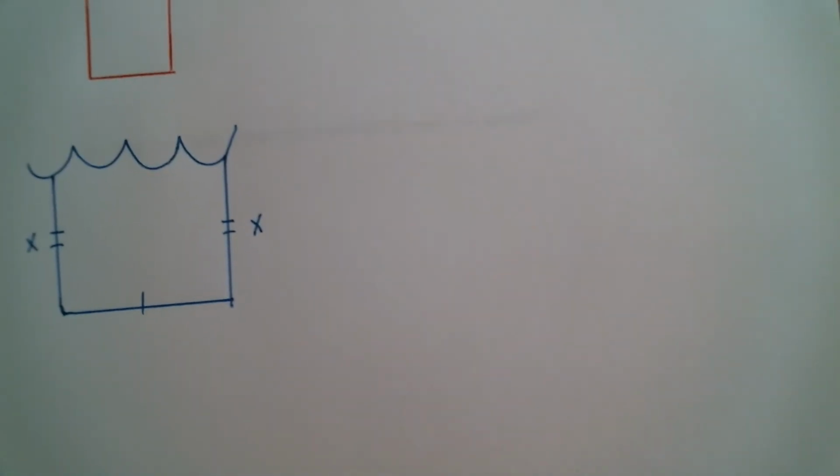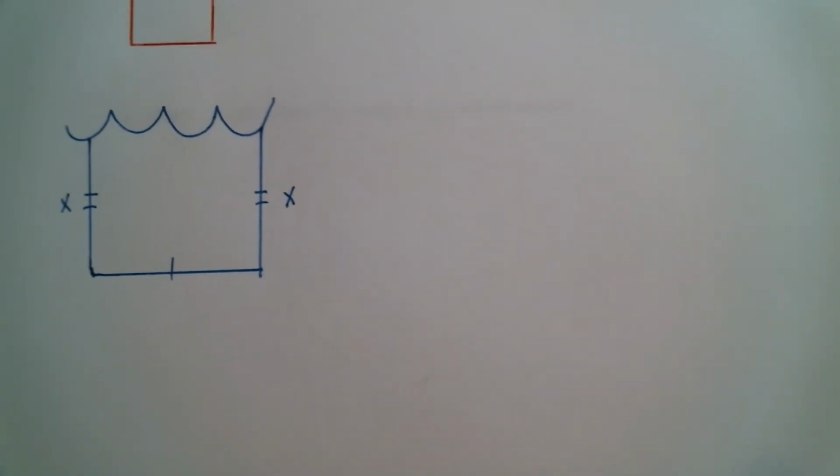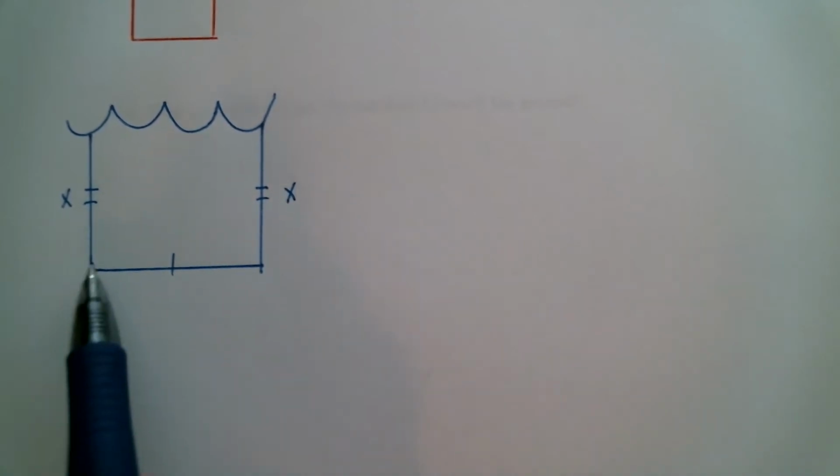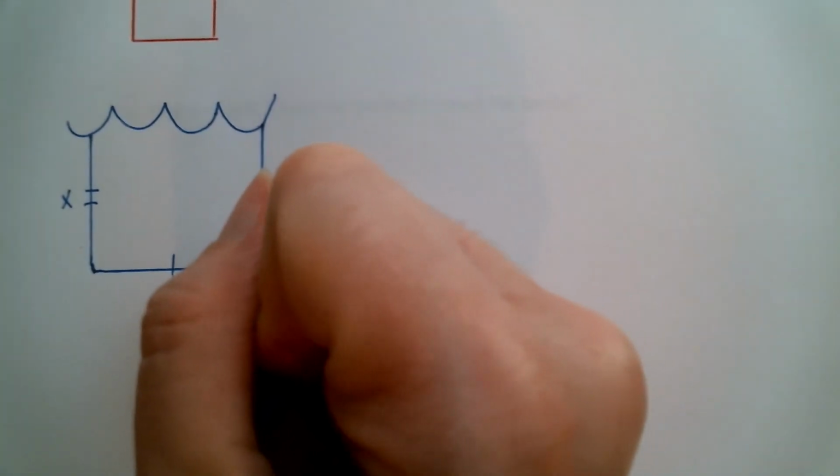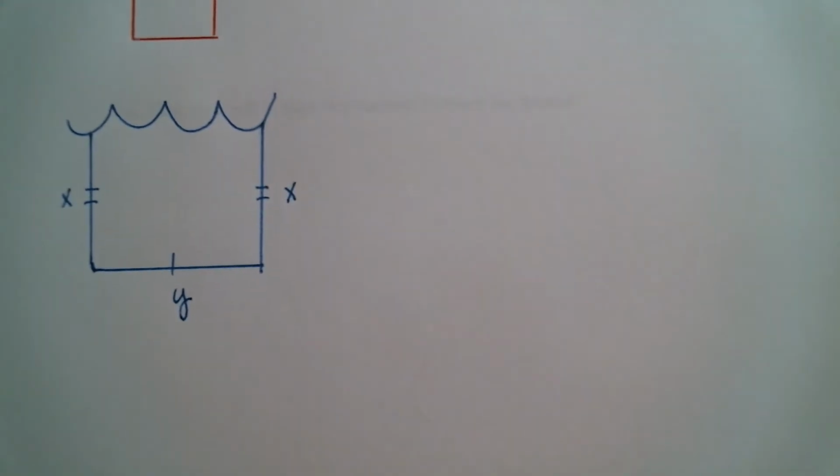Okay, so here we go. So those two sides have to be equal. And then remember, this side doesn't necessarily have to be the same size as the other two sides. So I'm going to call this y because it could be a different length.